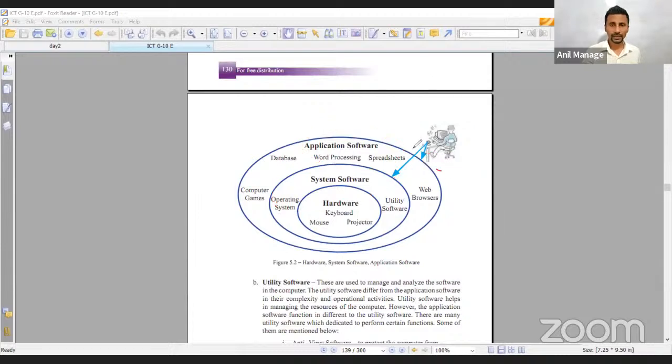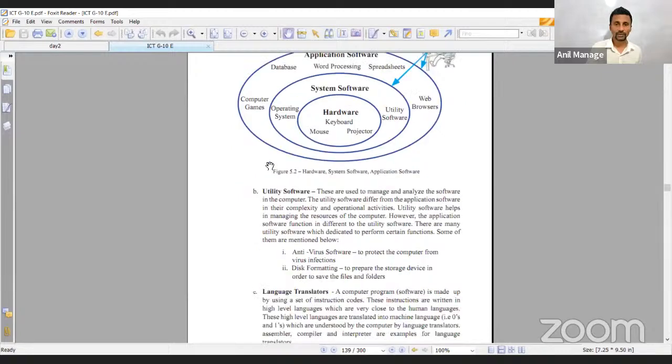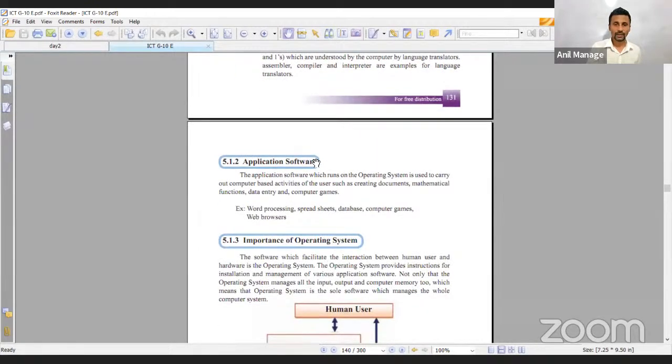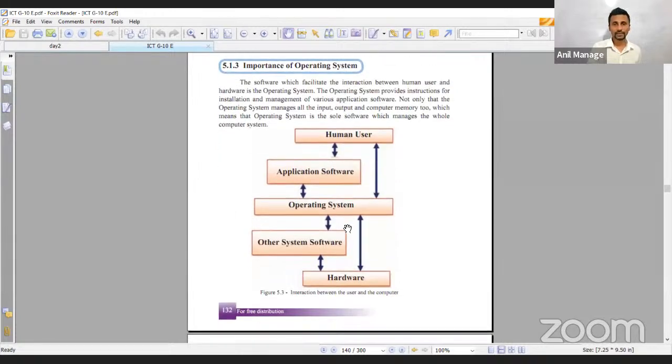So the user is outside this part. He is coming through the application software, system software, and only then can he access the hardware. I think you can understand. When you take the printer, taking the printout comes through the application software, through Word, as an example. I took word processing software, right? Sometimes you are getting questions on that diagram, giving blanks and asking you to fill them in, right?